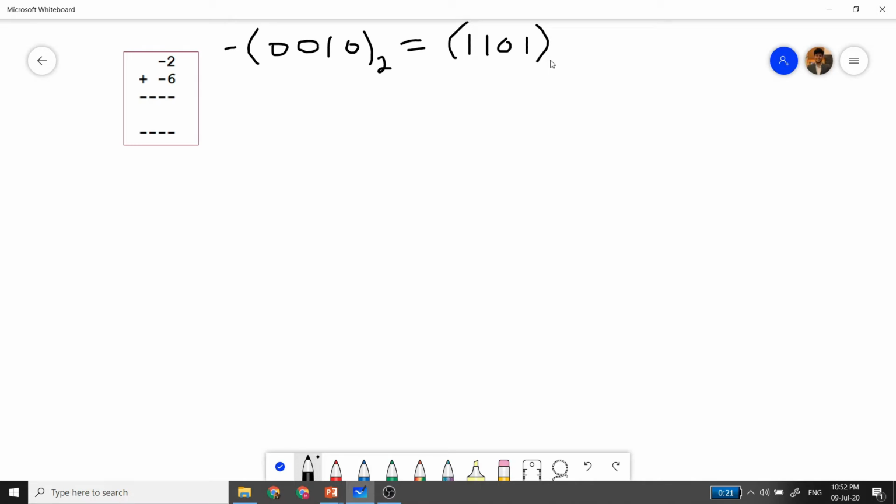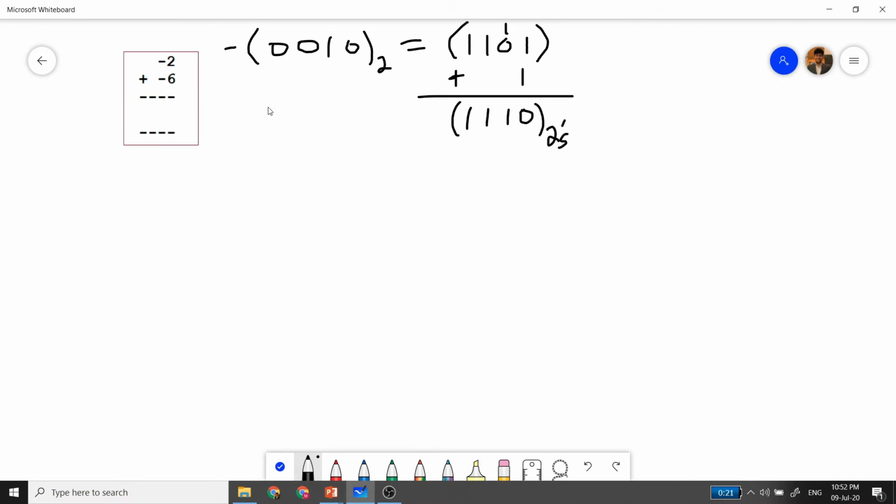There is one additional step. That is, I will need to add 1. If I add 1, 1 plus 1 is 0 and a carry of 1. 1 plus 0 is 1, 1 and 1. So this is my corresponding 2's complement form of -2.